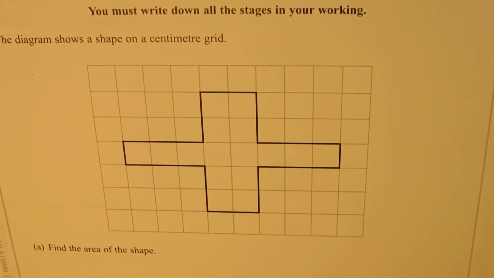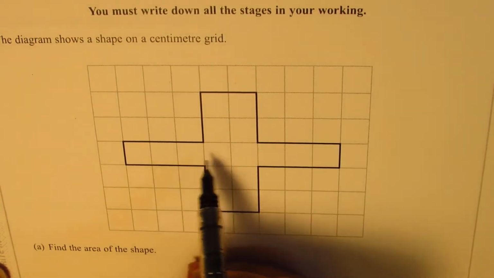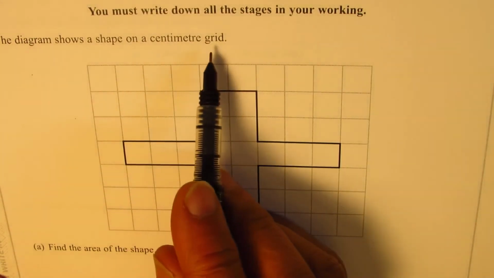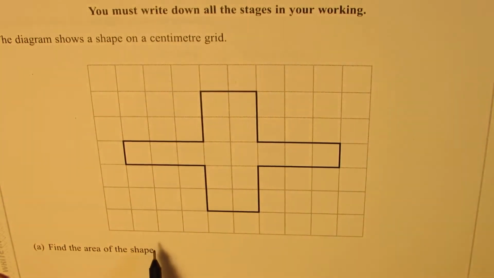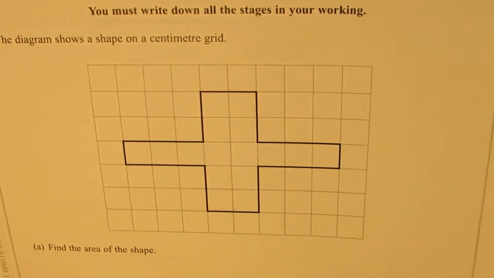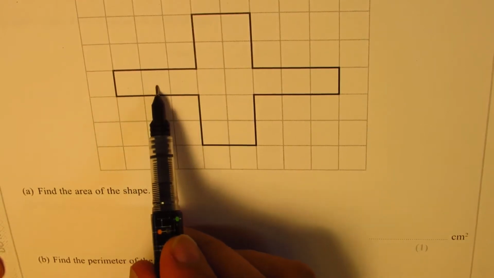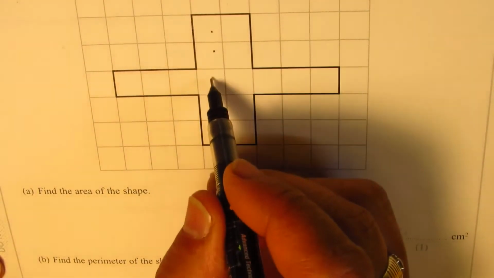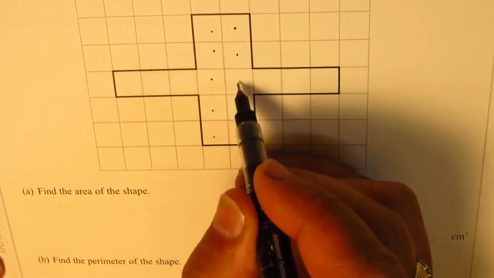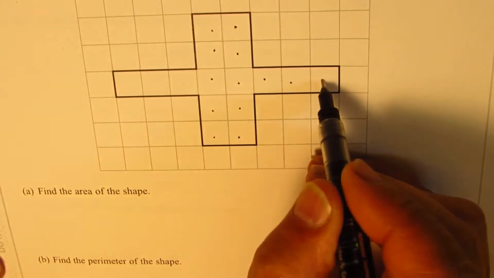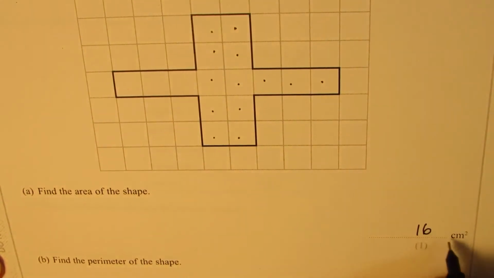So the very first one is to find the area of the shape. You need to count the squares and the unit is centimeters. So it's good practice to write units also. Fortunately, you are actually given units here, centimeter square, wherever you have to write the answer. So let's count. 1, 2, 3, 4, 5, 6, 7, 8, 9, 10, 11, 12, 13, 14, 15, 16. So we get 16, and centimeter square is already mentioned.